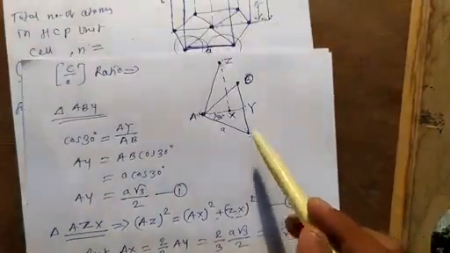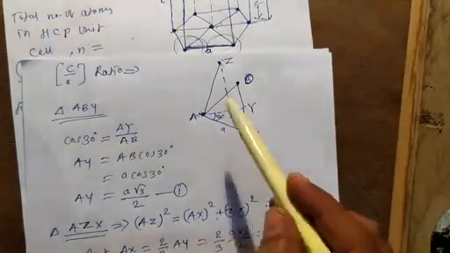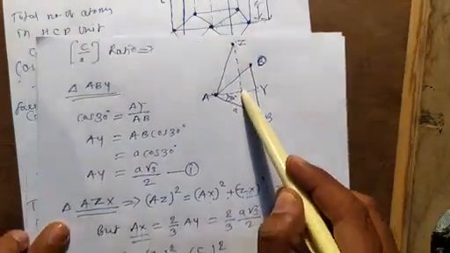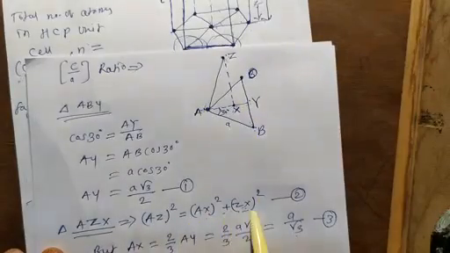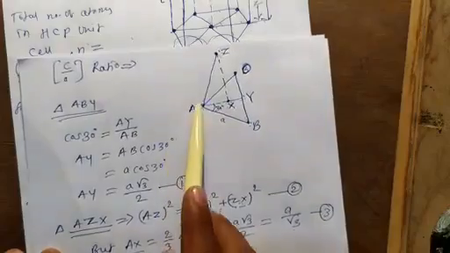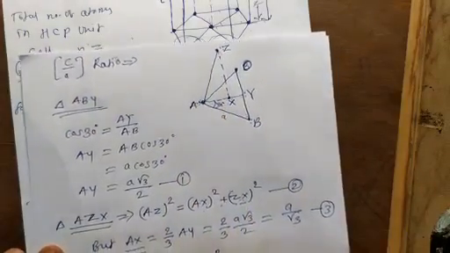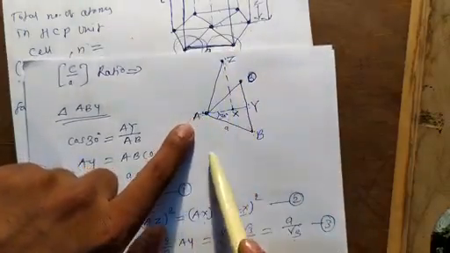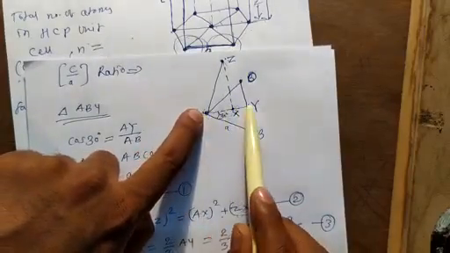In this figure, this triangle AOB, we are considering another triangle AZX. In this triangle AZX, AZ square must be equal to AX square plus ZX square. Therefore, what is the distance AX? If this is an equilateral triangle, then AX must be equal to 2/3 of this distance AY.